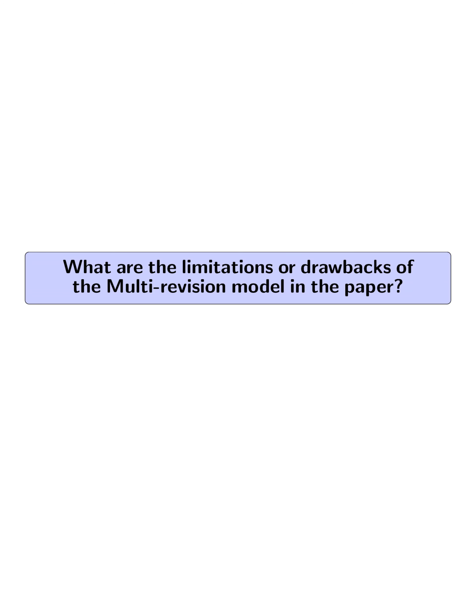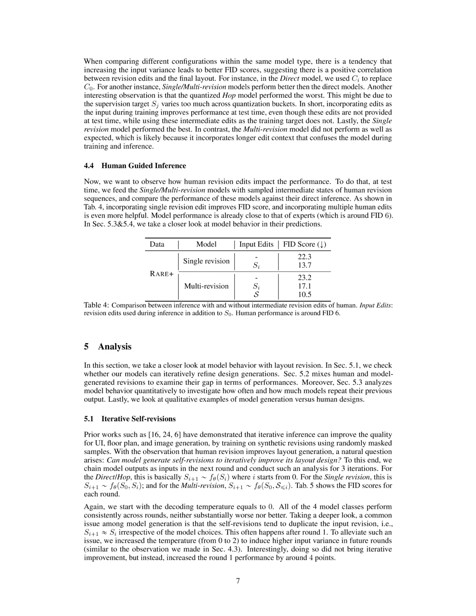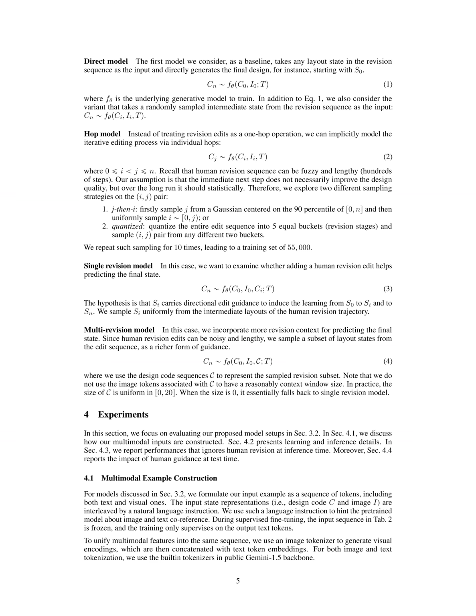What are the limitations or drawbacks of the multi-revision model in the paper? The limitations or drawbacks of the multi-revision model in the paper include the fact that incorporating longer edit context from human revision edits can confuse the model during both training and inference. This complexity, introduced by sampling a subset of layout states from the edit sequence as a form of guidance, can lead to noise and potentially hinder the model's performance.